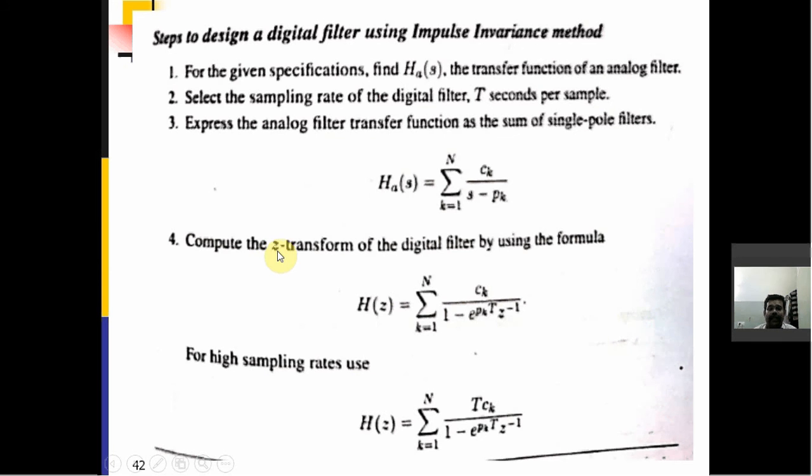Compute the Z transform of the digital filter by using the formula H(z) equals summation of k equals 1 to N, c_k divided by 1 minus e to the power p_k T into z inverse. For high sampling rates, H(z) equals summation of k equals 1 to N, T c_k divided by 1 minus e to the power p_k T into z inverse.